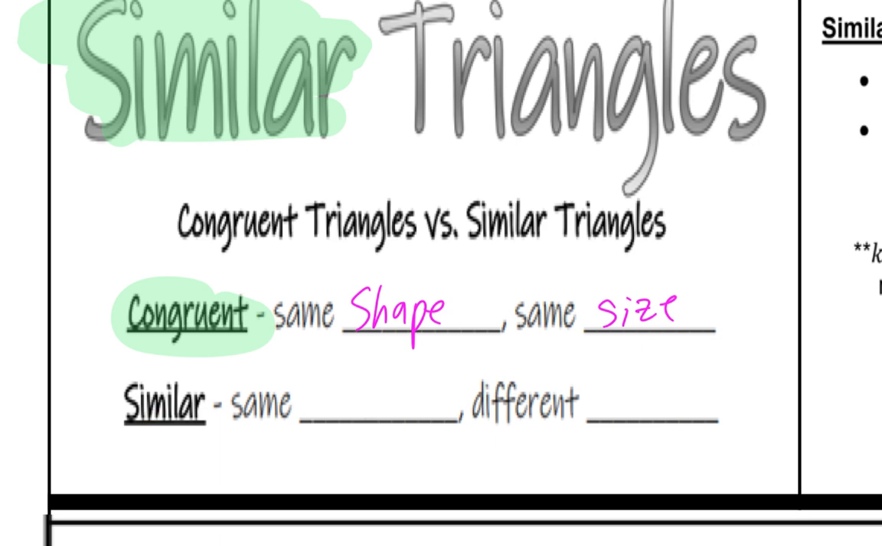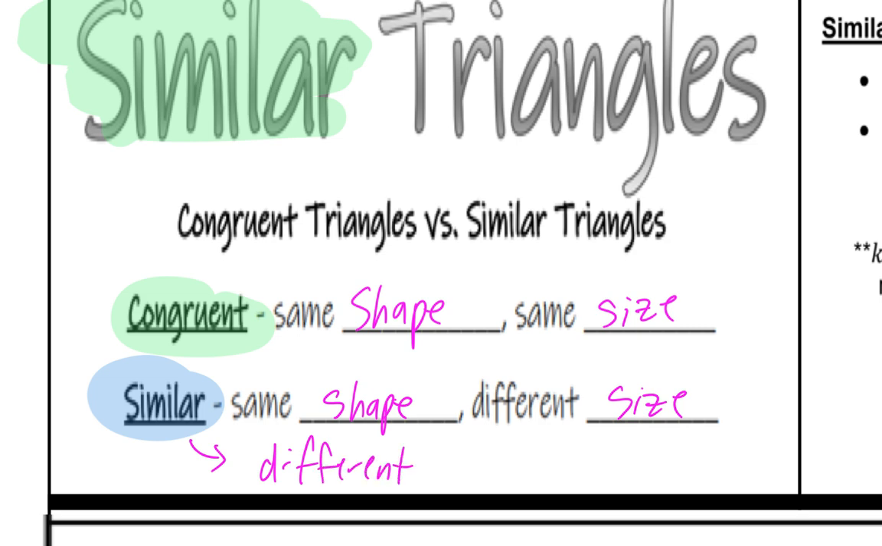Similar is a little bit different. Similar means same shape, different size. So you can think of it as different size versions of something. So that's the difference in math between congruent and similar. Congruent means same shape, same size. Similar means same shape, different size.